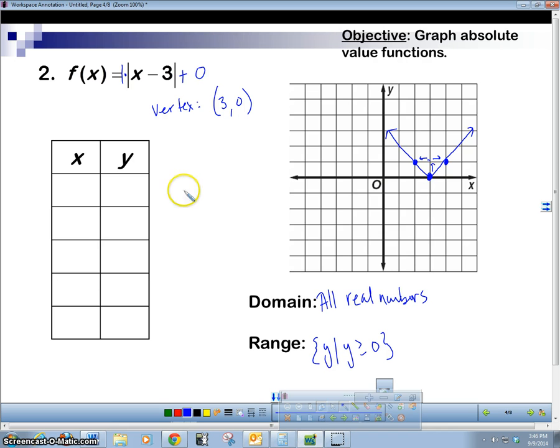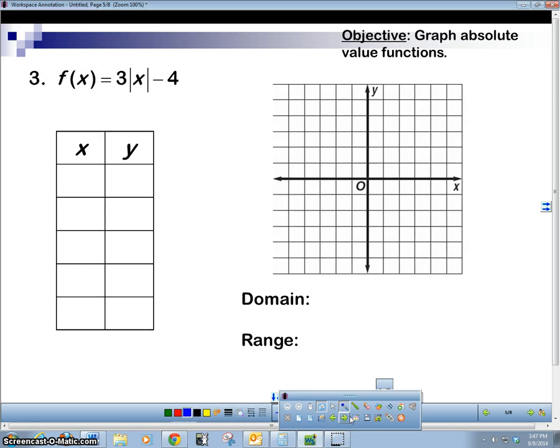Now, don't get me wrong. If you want to go and write the table, go ahead and write the table. Since your x is 3, you're going to want to choose some values that are less than 3, like 1 and 2, and then you want to pick 3, and then you want to pick 4 and 5. Plug them in and find your y values, and then that'll let you graph it too. But I think this little trick here is sufficient to graph the graphs. Okay, let's do another one.